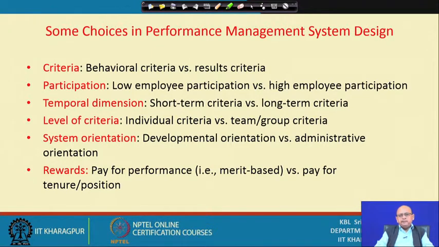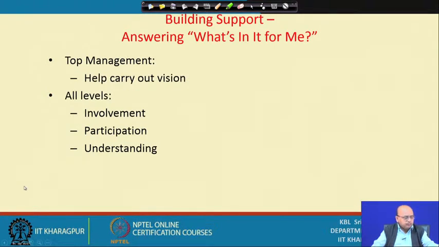So, pay for performance is very, very important, whether it is merit based or seniority based, and then you also need to look at the appropriateness of the reward for performance. Make sure that when you compensate people for better performance, it is valued by the employees, otherwise the reward will not have any value for the employees, right. So, these are some of the issues. For this you need to build support from the top management and at different levels, so that they get engaged, participate in the process, and understand the kind of system we are going to be in.